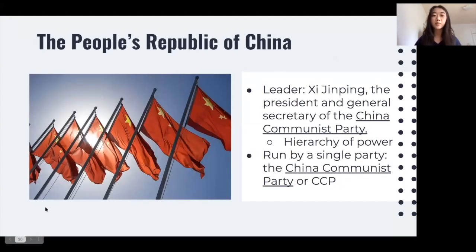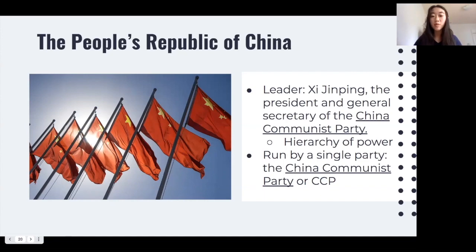Really quick, the People's Republic of China is led by Xi Jinping. He's the president and he's also the general secretary of the Chinese Communist Party, and that's where he essentially gets most of his power. There's a very strict hierarchy of power in the Chinese government. Unlike in America, where there are checks and balances that exist on an equal level to keep each other in check, in China there's a strict hierarchy, like a pyramid that goes from top to bottom. There are not a lot of measures in place that check the power of the government or of the president.